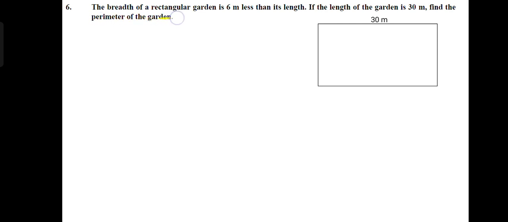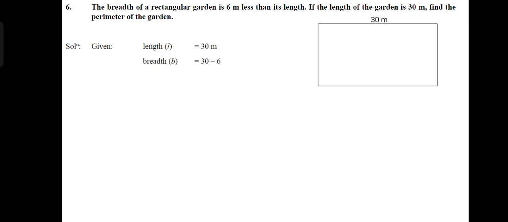You can see here the breadth of the rectangular garden is 6 meter less than its length. It's not 6 meter. Remember, the breadth will not be 6 meter. It says it is 6 meter less than its length. So what is its length? Its length is 30 meter, right? So given length is 30 meter, so breadth will be 6 meter less. That means what? 6 meter less, so it will be minus. 6 meter will be subtracted from its length. Are you getting it? So breadth will be like this: 30 minus 6.